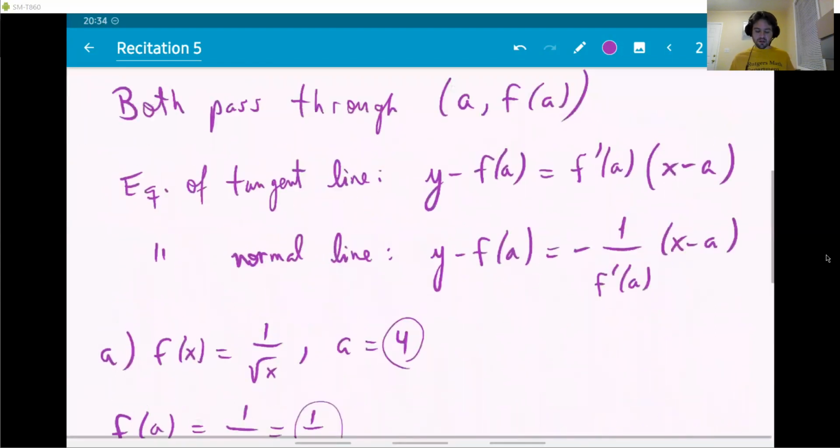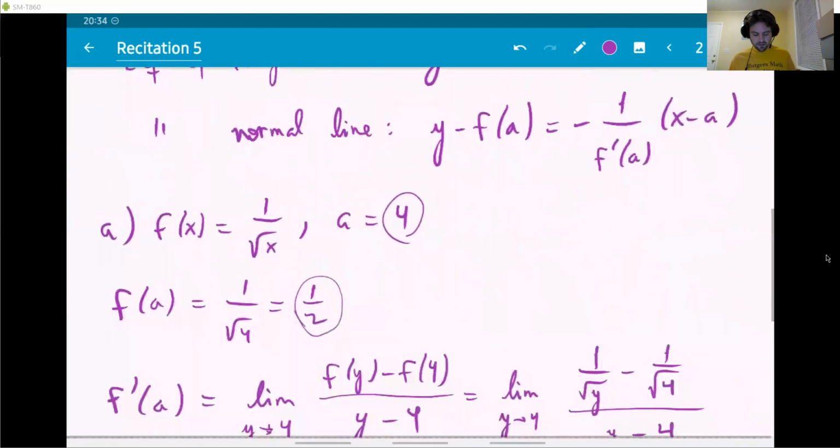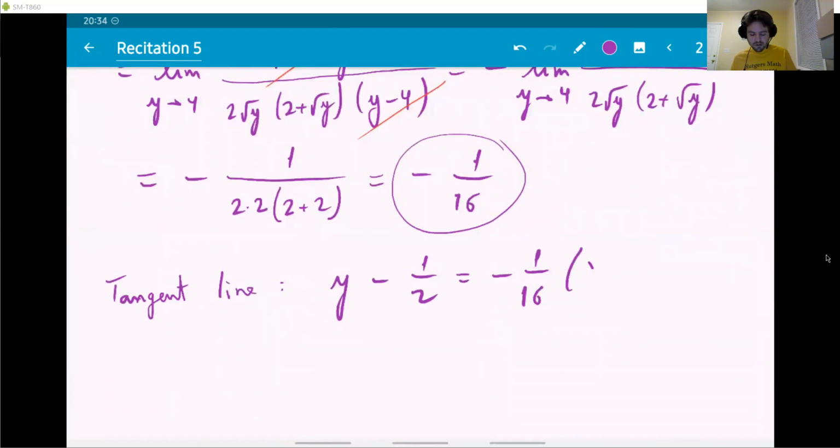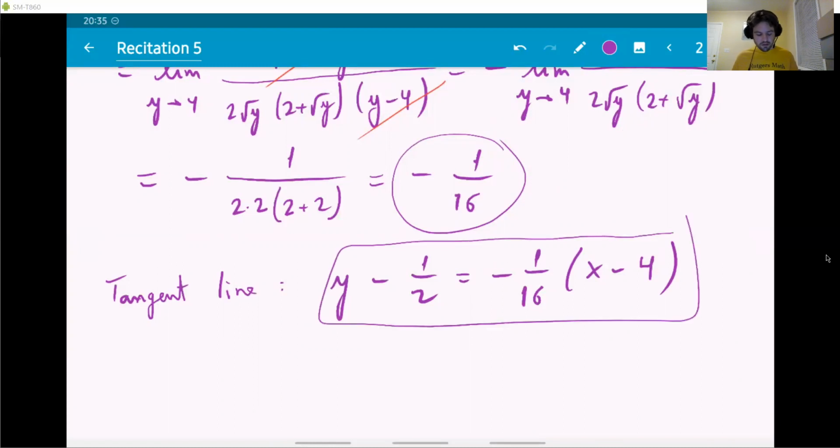Now just plug into the equation of the tangent line and the normal line. f of a is 1/2. So tangent line: y minus f of a, we just found it to be 1/2, equals slope times x minus a, which was the number 4. You might want to simplify this later if you need, but at this stage they just wanted the equation of the lines. You can give it in this form.